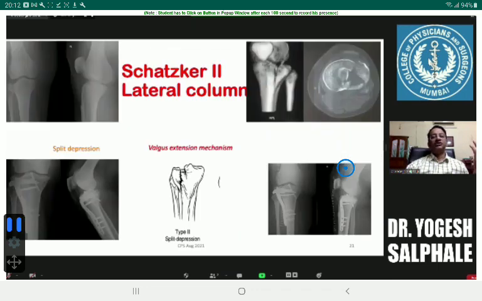So now we move to the Schatzker type 2 or the lateral column. Now the mechanism is a split depression, with a valgus and extension mechanism as the reason. So with a split depression fracture, what you've got to do is get the things in alignment, lift it, and then pass a plate. If you see the CT, you can see a big void here. That big void is where your bone is crushed or lost, and you need to reconstitute something of that sort to get things back in position.